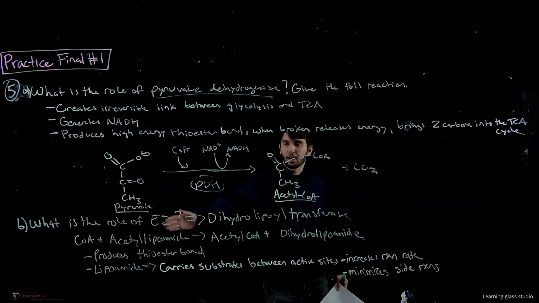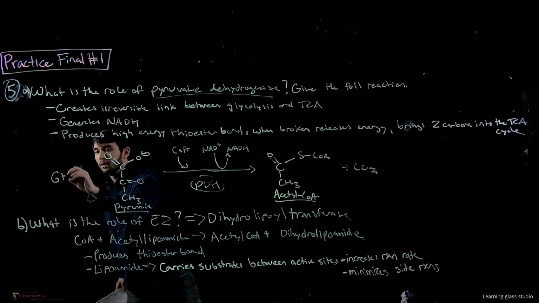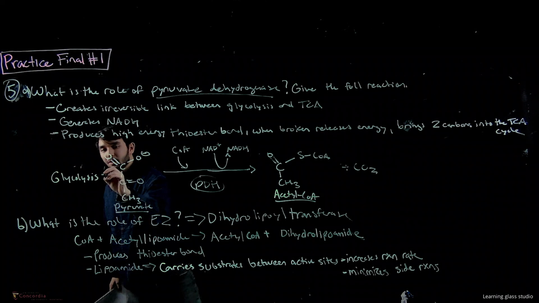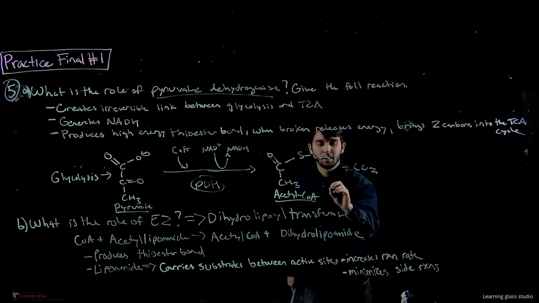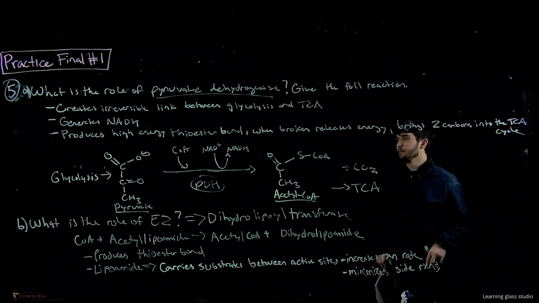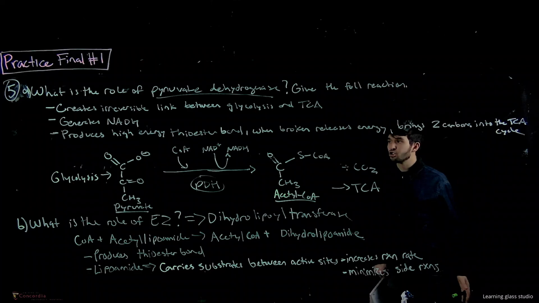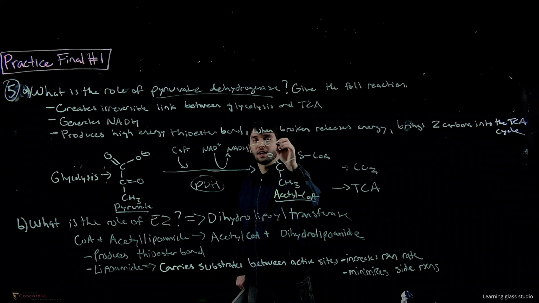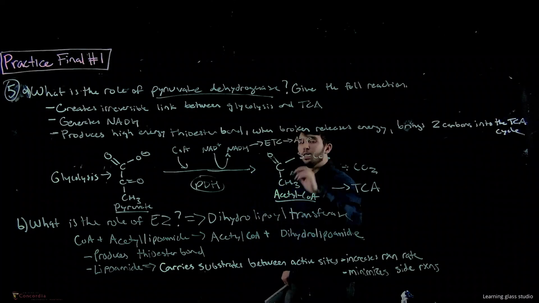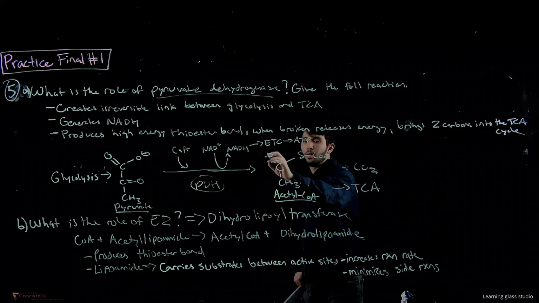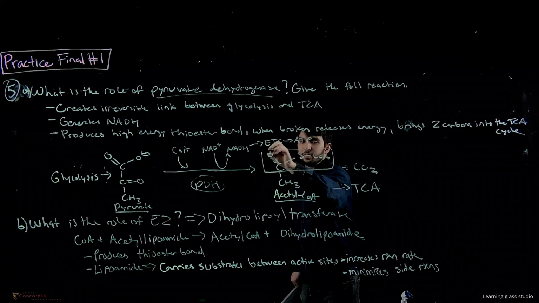Pyruvate is at the end of glycolysis, right? Glycolysis. And then acetyl-CoA goes into the citric acid cycle, or tricarboxylate cycle, okay? So what else is this reaction doing? It's making NADH, right? That can go off to the electron transport chain to make ATP, right? And it is producing a high-energy thioester bond. So that is what this is.